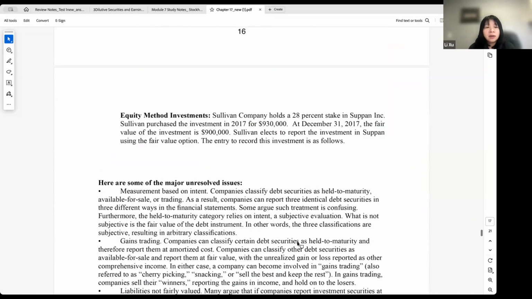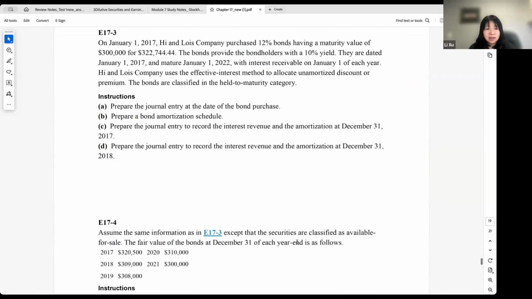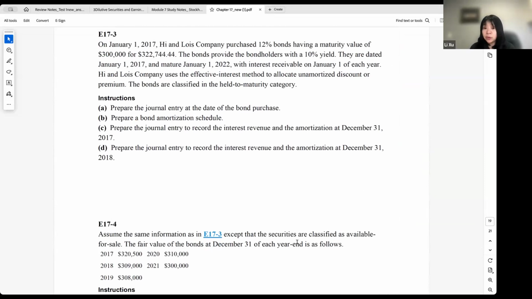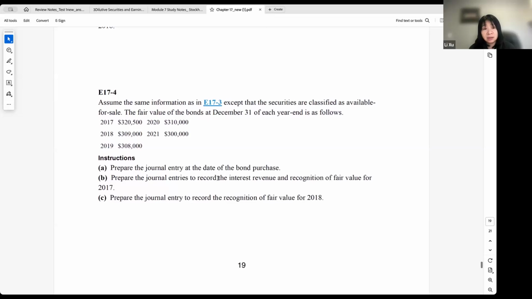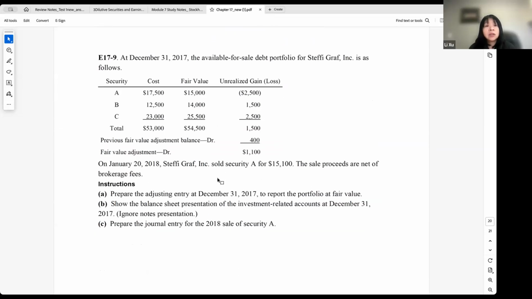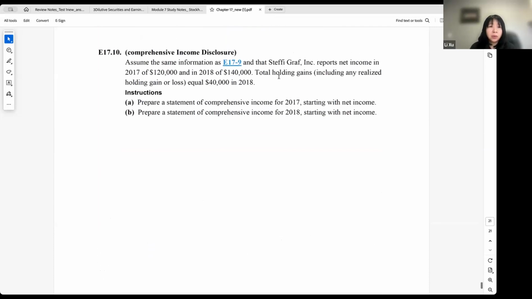However, we did a couple of examples in class. I recommend, if you have time, go over these: exercises 17.3 and 17.4 on page 19. We also did this one, 17.9. Make sure you know how to do it. We are not going to test comprehensive income. Anything to do with comprehensive income, I will not test it, and you don't need to know it for the test.